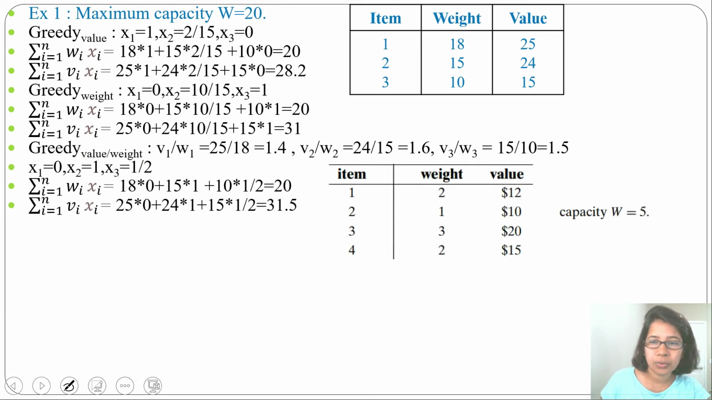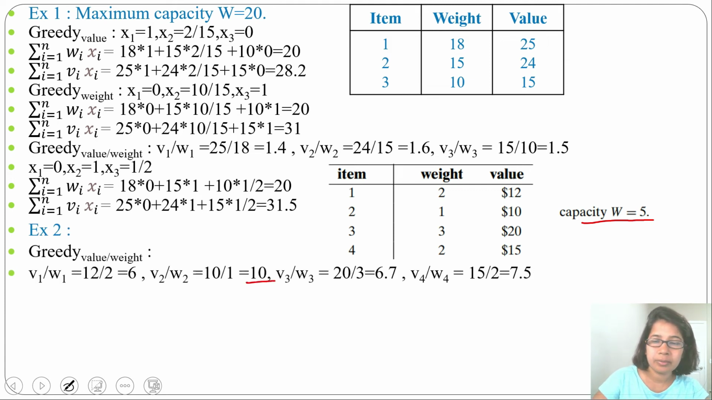Next example 2. 4 items are given and maximum capacity is 5. Now I will find value per weight. For item 1, 12 divided by 2, it is 6. Then for item 2, 10 divided by 1, it is 10. Then for item 3, 20 divided by 3, it is 6.7. And for item 4, 15 divided by 2, it is 7.5.